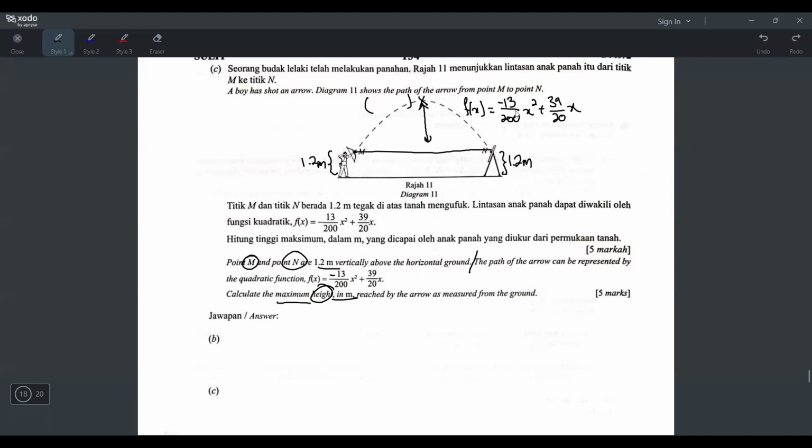So how do you find it? If you want to find the maximum point, there are two methods. There are two methods you learn to find the turning point. First method is use this formula. First method is find the x1 and the x2.